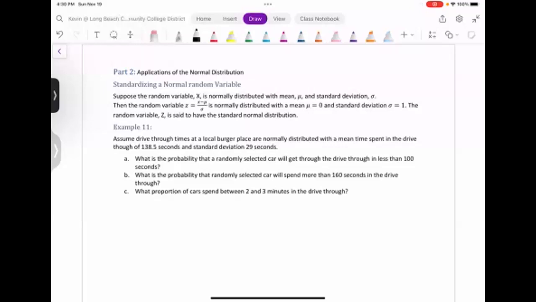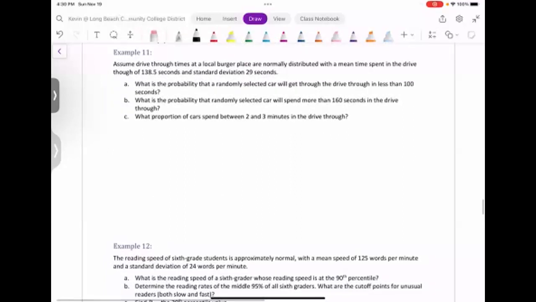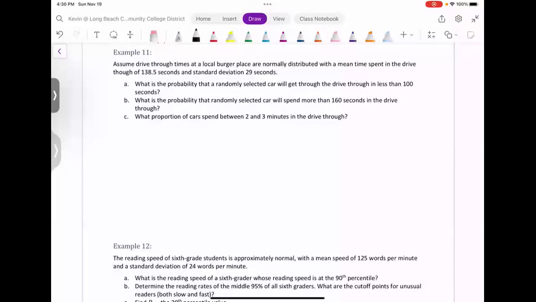We're going to cover both. They're not very long. So we're going to do applications, and I'm actually going to skip standardizing a normal random variable because our calculators make it such that we don't need to standardize anything, but we could if we wanted to. In the previous section we assumed everything was standard normal, and now we're going to do some applications where things aren't standard normal, but we can still use our calculators to do this.